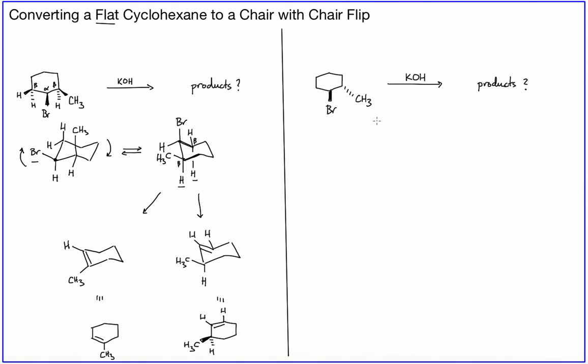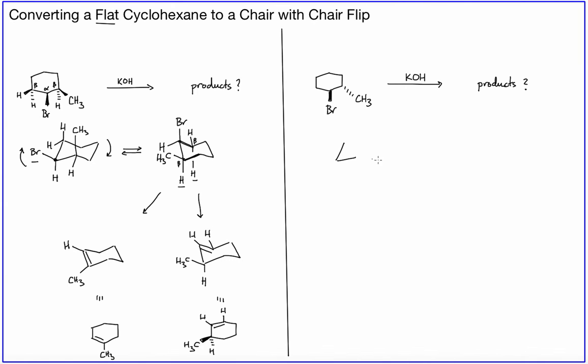If we look at a diastereomer of this molecule, so what do we mean by that? The bromine is staying the same in terms of the RS designation. Now the methyl group is changing. So in this molecule, it's a trans relationship to begin with. We're treating that with KOH, and we're asked to determine the products. So it's important to draw this in chair form because it's not going to give us the same product distribution as the diastereomer. So let's go ahead and draw the chair.